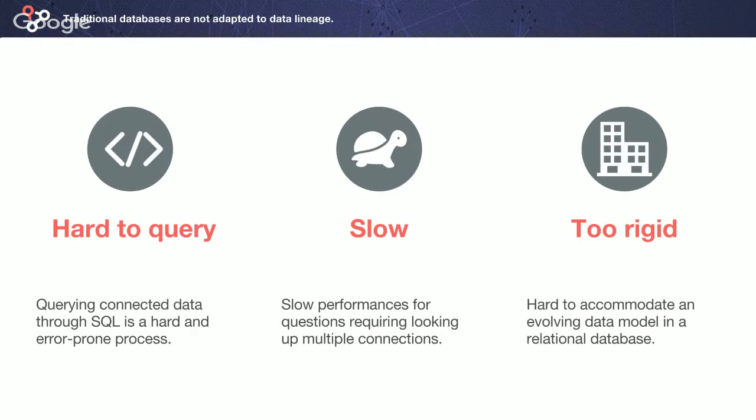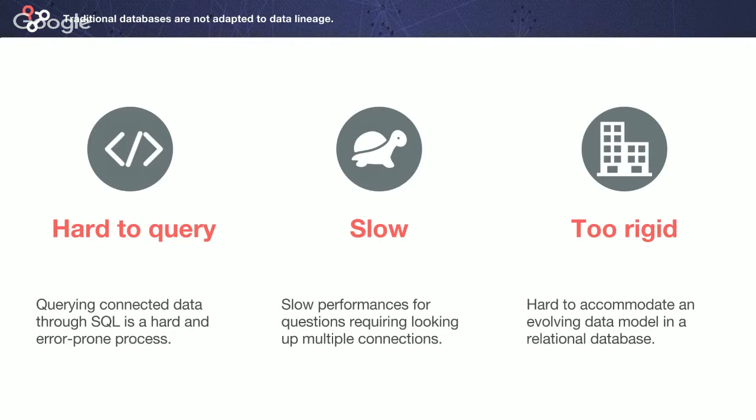The problem here is that traditional databases are not adapted to data lineage. First of all, they are hard to query. When you are working on data lineage, you need to understand the connections in your data. And querying connected data through SQL is a hard and error-prone process. Typically, it results in lines and lines of SQL code, and it's very hard to maintain and to get right.